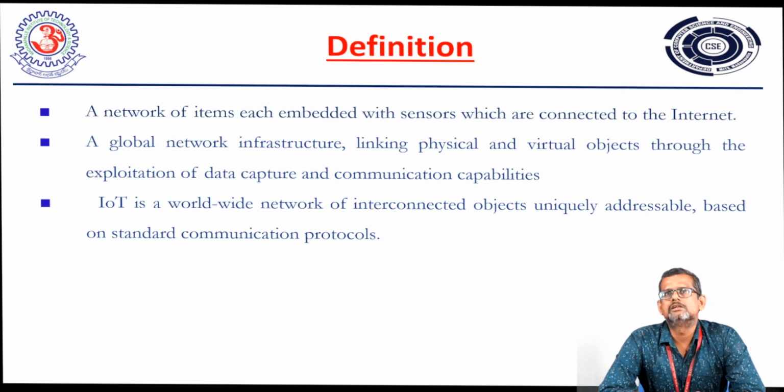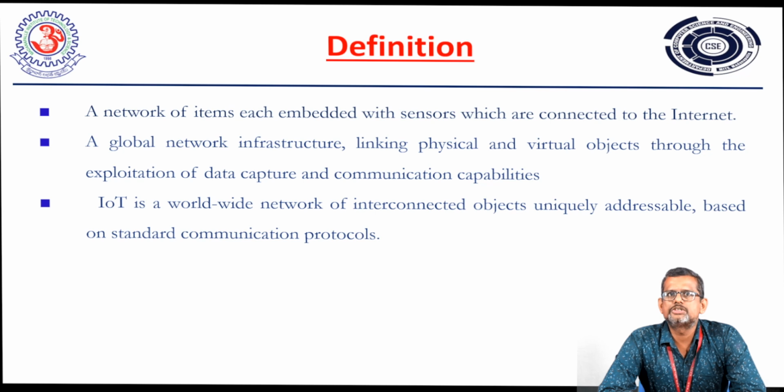Next, these are the definitions given by some bodies like IEEE, and so on. They have framed some definitions from their aspect, and I have displayed them here. The first definition is all about a network of items, each embedded with sensors, which are connected to the internet. So here comes the idea of network, items, embedded sensors, all connected to the internet. This is the overall definition from the aspect of IEEE. They are conveying that all sensors are now embedded, and I'm going to connect those embedded sensor devices with some network which is readily available on the internet.